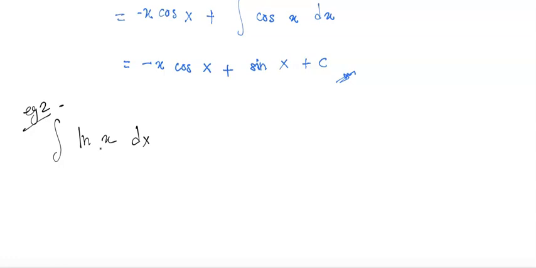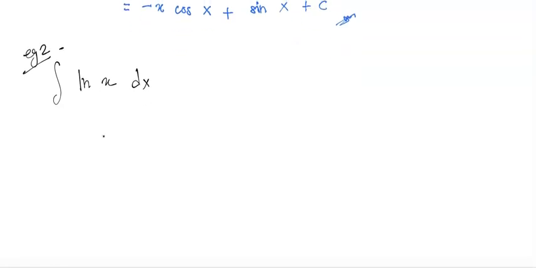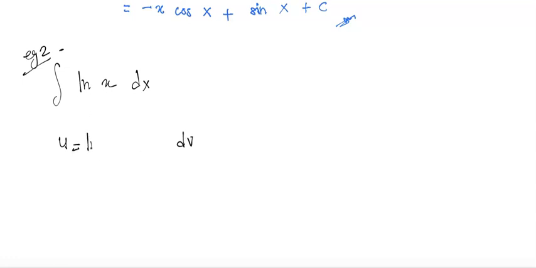But now we have only one function, which is ln x. If you try to use the substitution method, you cannot solve it as well. So let's try to solve using integration by parts. First, we have to choose which one is u and which one is dv. We have only one function here, so let's put u as ln x. So our dv is only dx.